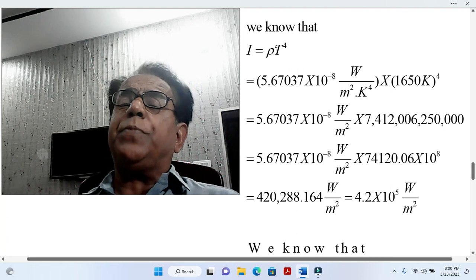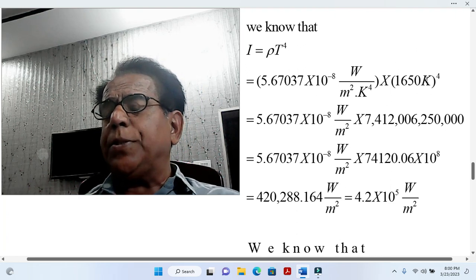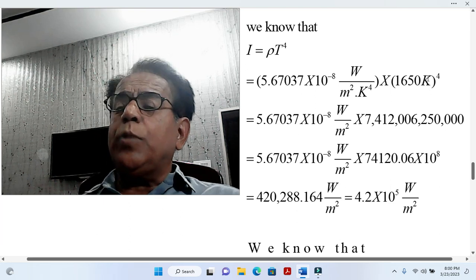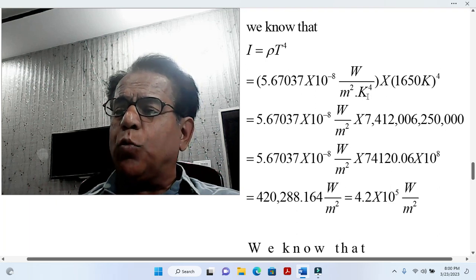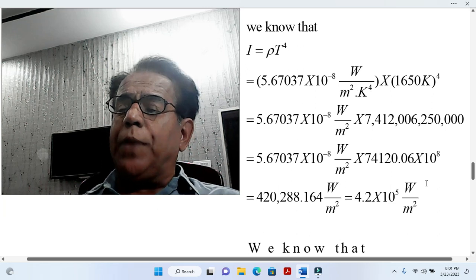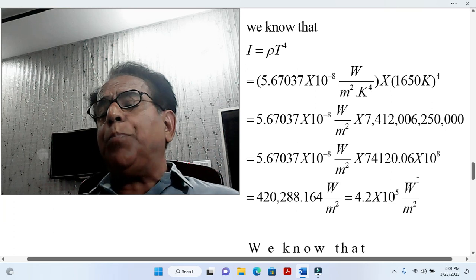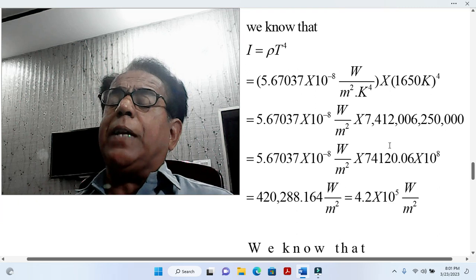Moreover, in place of T raised to the power 4, I have used the value of absolute temperature, 1650 Kelvin. So dear students, this Kelvin to the fourth, K4, will be cancelled out with this K4, and we will be left with Weber over meter square. Hence our answer becomes in the shape of Weber per meter square. Remaining is only simplification of the expression.